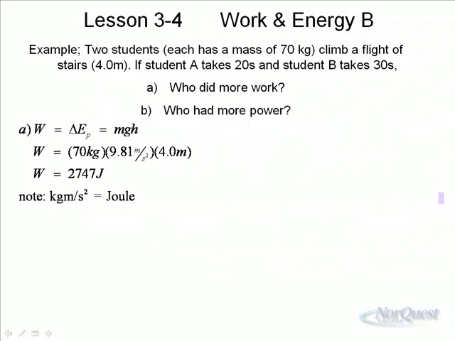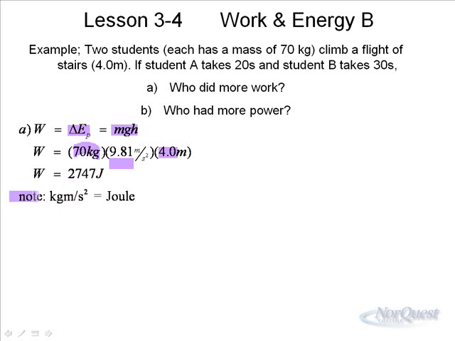How much work did student A do? Well, student A took 20 seconds, but how much work did he or she do? Well, the work done is, of course, the change in potential energy, because you're going up the stairs, and potential energy is mgh. So we take the mass of the student, 70 kilograms, times gravity, 9.81, and the height of the stairs is 4 meters. And we end up with 2747 joules.